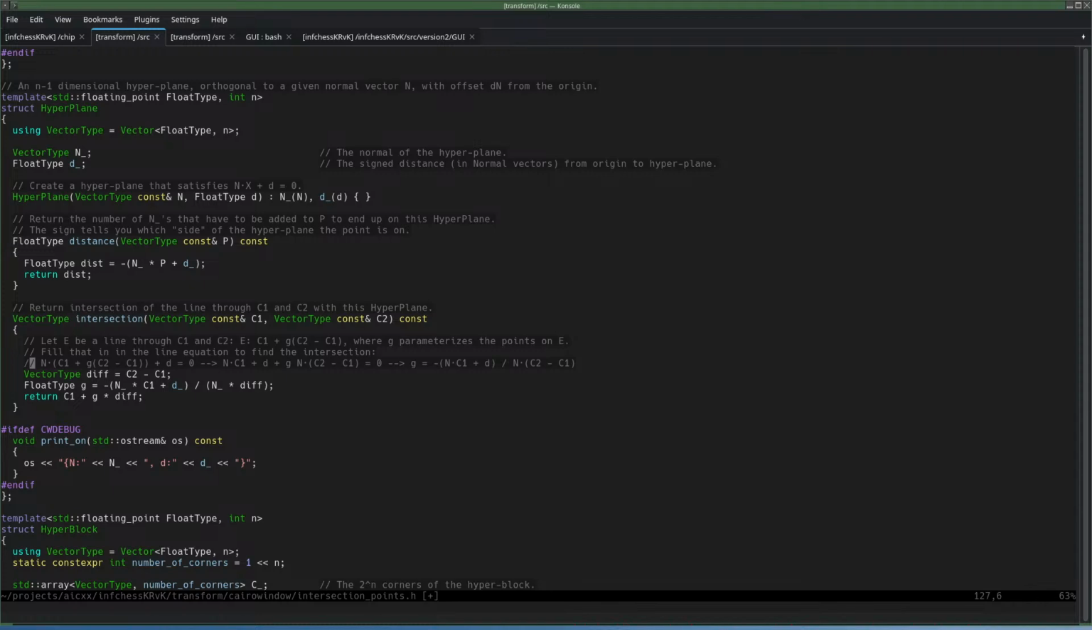So normally I have an equation for the hyperplane. Is that formula never printed somewhere? Yeah, here. So a normal dot product with x plus d equals 0.